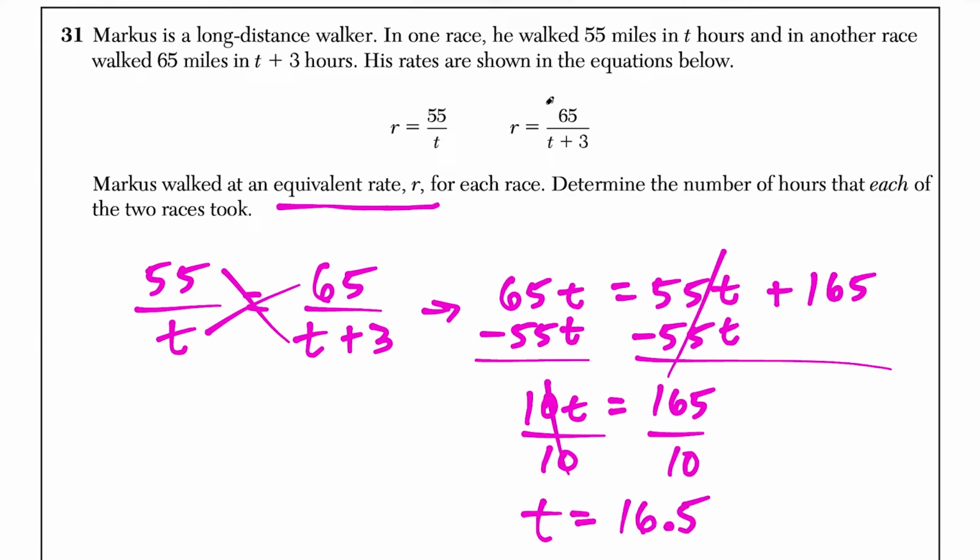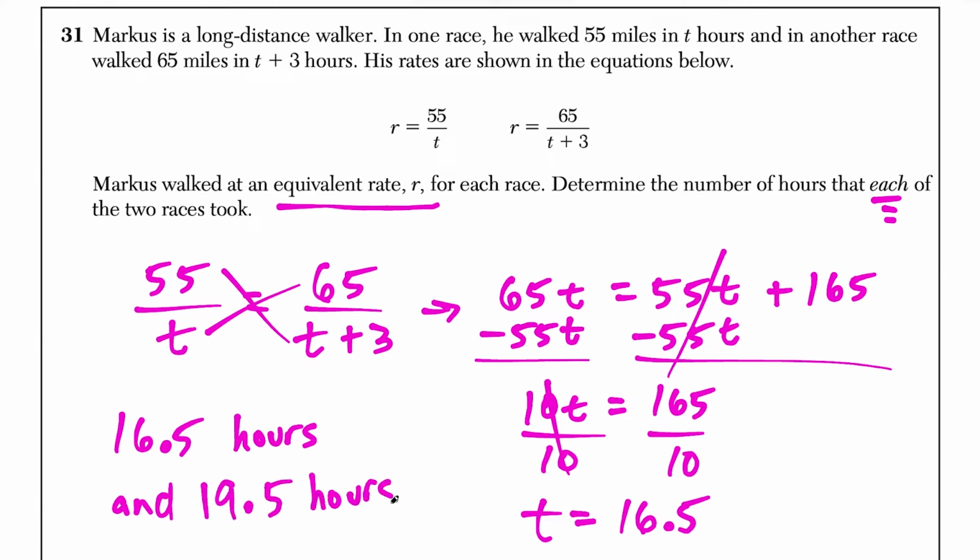But now we have to be very, very, very careful here. We have to determine the number of hours that each of the two races took. So the first race was T hours. So we could say that it's 16.5 hours for the first race. And we could say T plus 3, if we just do 16.5 plus 3, that's 19.5. So 16.5 hours and 19.5 hours. These are the times that it took for the two races.